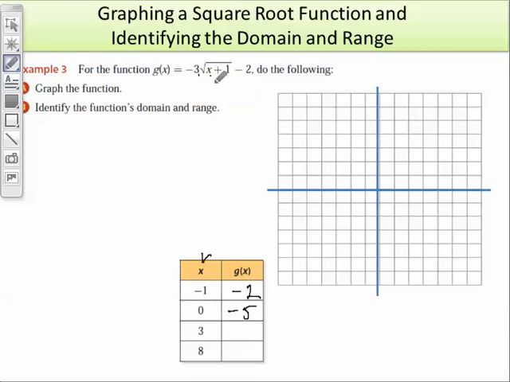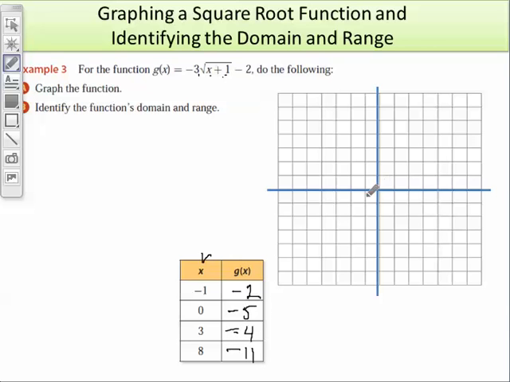If I stick a 3 in for that, 3 plus 1 is 4. Square root of 4 is 2. 2 times negative 3 is negative 6. Minus 2 is a negative 8. Okay? If I stick an 8 in for x, 8 plus 1 is 9. Square root of 9 is 3. 3 times negative 3 is a negative 9. Minus 2 is a negative 11.